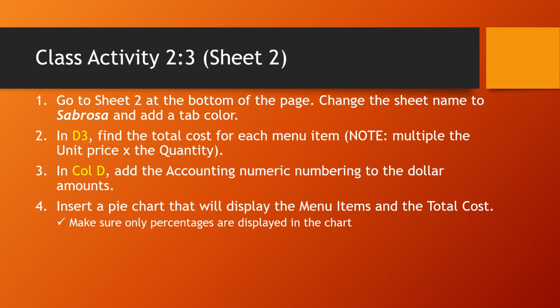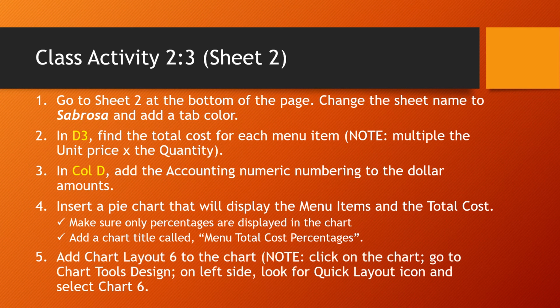Insert a pie chart that will display the menu items and the total cost. Make sure only percentages are displayed in the chart. Add a chart title called Menu Total Cost Percentages. Add chart layout 6 to the chart. Click on the chart, go to Chart Tools Design. On the left side, look for Quick Layout icon and select Chart 6.